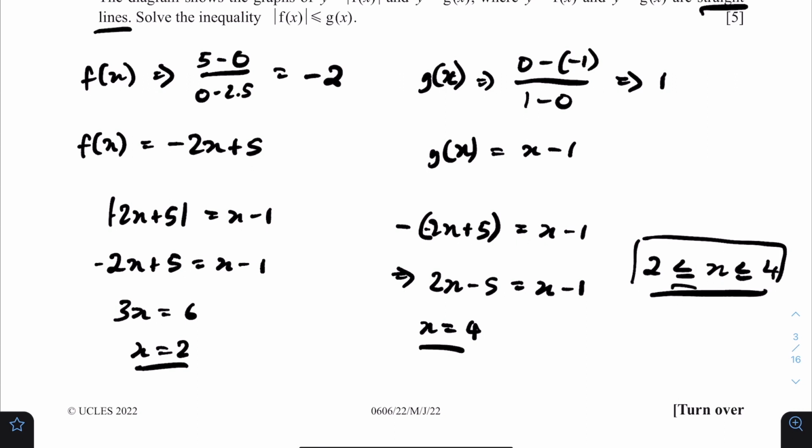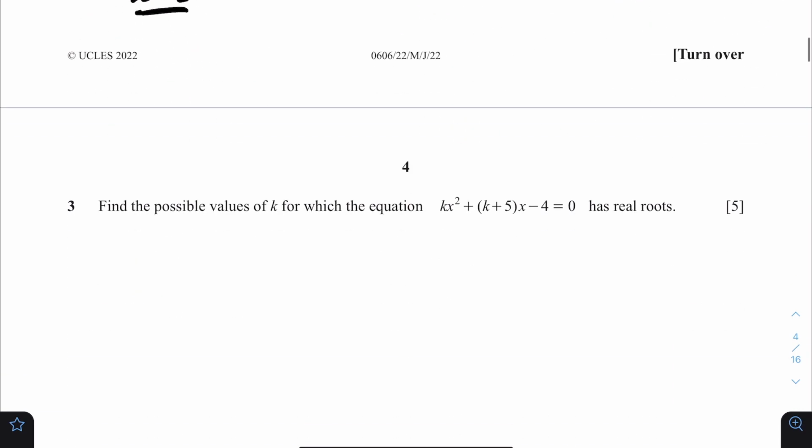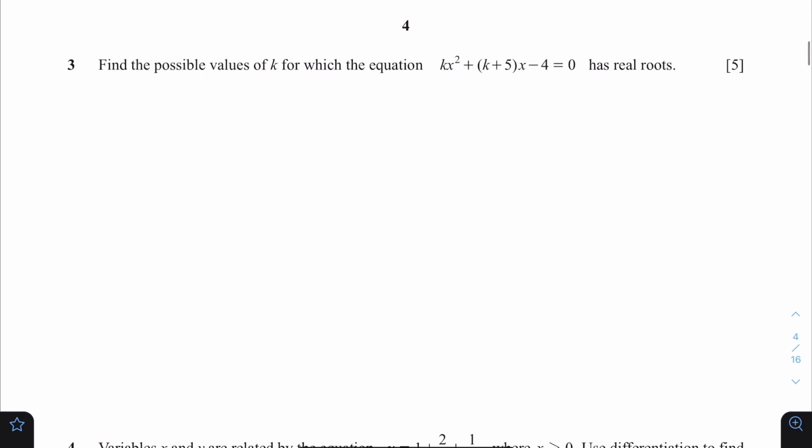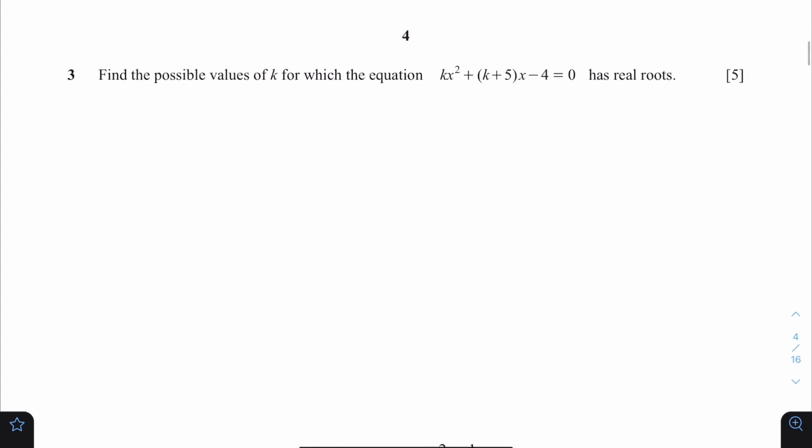All right, great. So let's go to the next question. Find the possible values of k for which the equation kx squared + (k + 5)x - 4 is equal to 0 has real roots. All right, we're going to use the discriminant. So discriminant, if you didn't know, is known as b squared minus 4ac. If you look at the quadratic formula, that's the part under the square root.